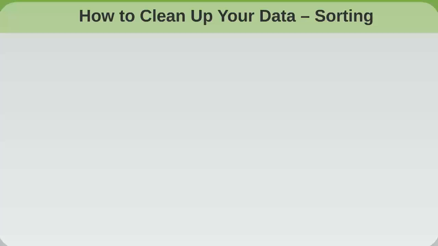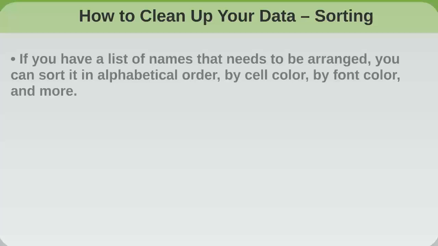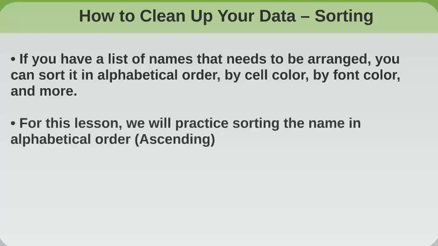So I don't want you to get discouraged in the beginning and think, oh, this looks too basic. The reason why we're starting out with basics is because we want to make sure that before we jump into the more complex stuff, you feel a little more confident as to what you are doing. So we're going to start with sorting. If you have a list of names that needs to be arranged, you can sort it in alphabetical order, by cell color, by font color, and even more. This really helps you organize your data. So that's why we're starting at this point.